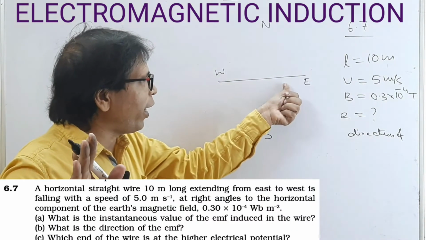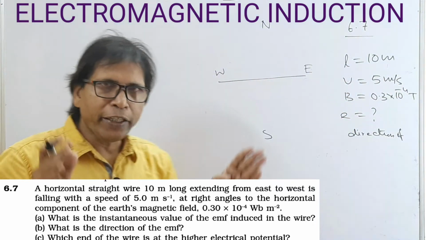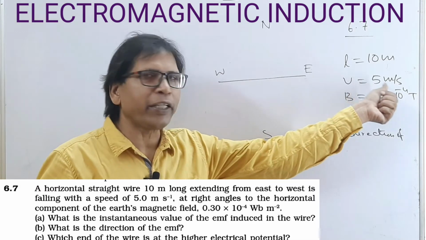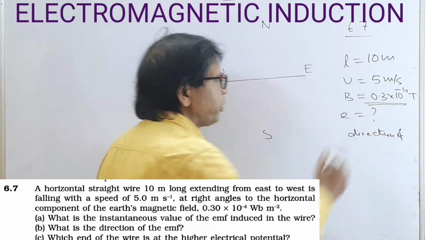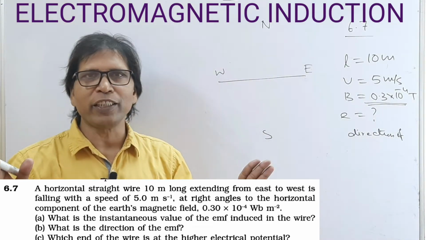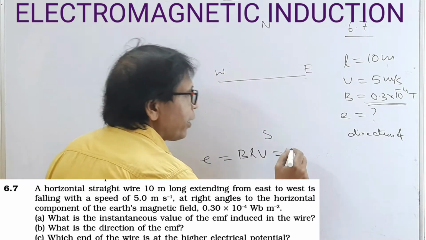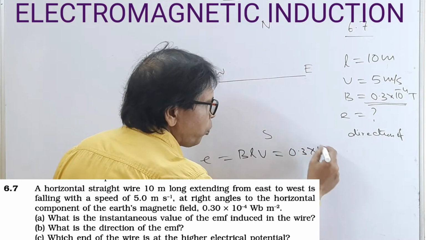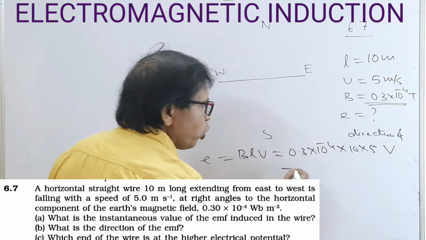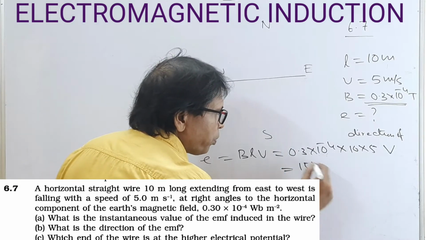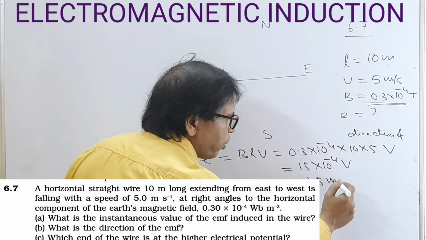Now next. This is a horizontal wire of length 10 meter extending from west to east. It is falling with speed 5 meter per second. The horizontal component of Earth's magnetic field is given. Find the induced EMF. Induced EMF E equals BLV. B equals 0.3 into 10 to the power minus 4, L equals 10, and this is 5. So this is 15 into 10 to the power minus 4 volt, so this is 1.5 millivolt.